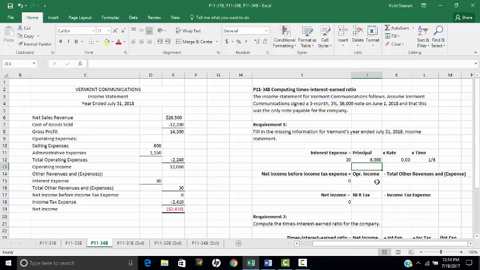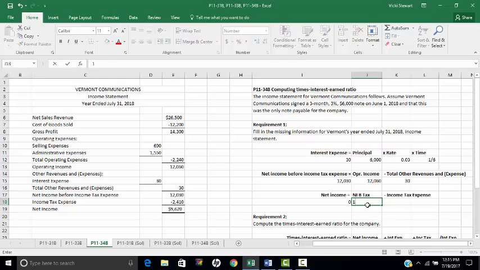Next, we're going to need to compute what is our net income before income tax expense. Well, we have the operating income given to us, $12,060, and then we would subtract from that $30 in other revenues and expenses, and we get net income before income tax expense of $12,030. Then the next thing we're going to need is net income.